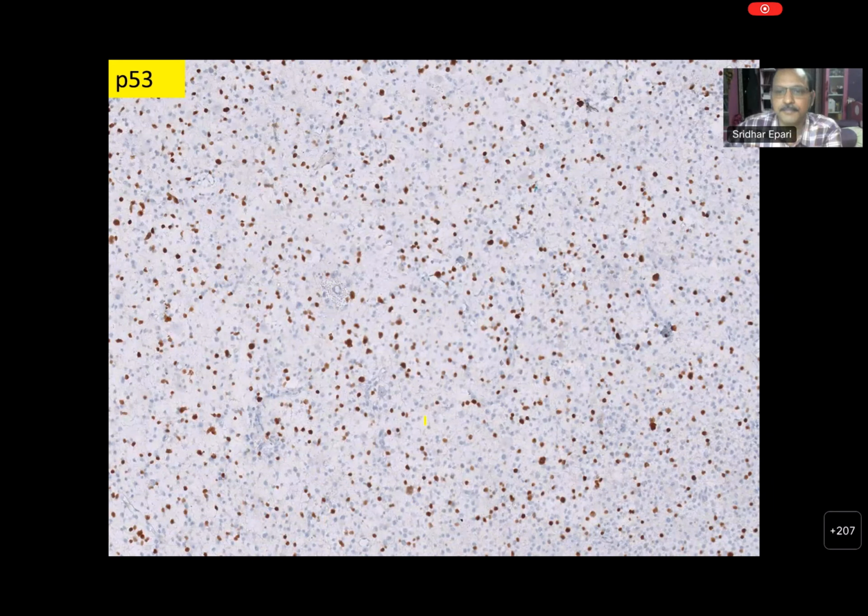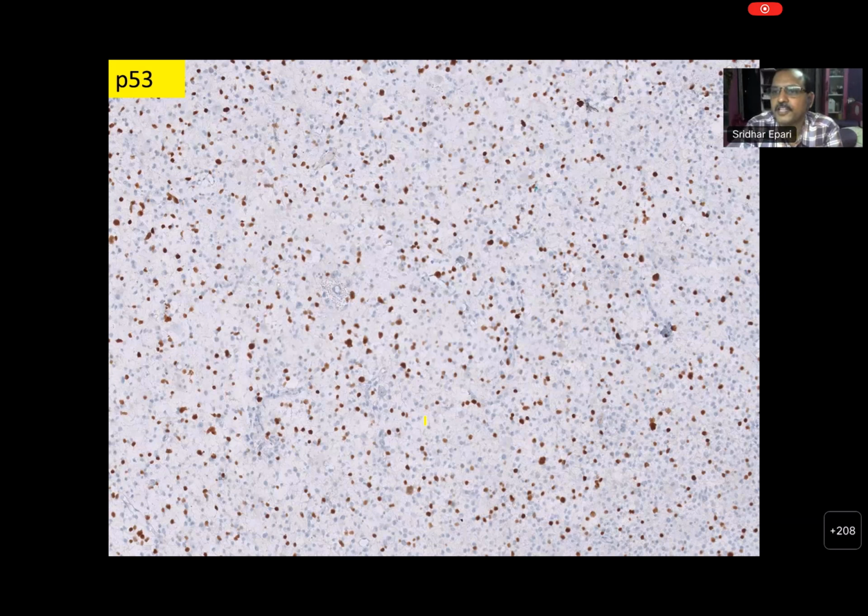What is this marker? Anita, what is this marker? P53, TP53. What does it stain? How does it stain? Is it cytoplasmic or nuclear? Nuclear positive. Nuclear. So is this a normal protein or abnormal protein?